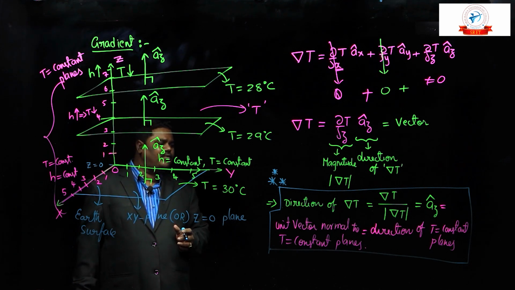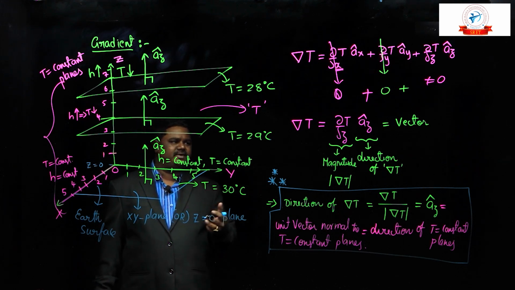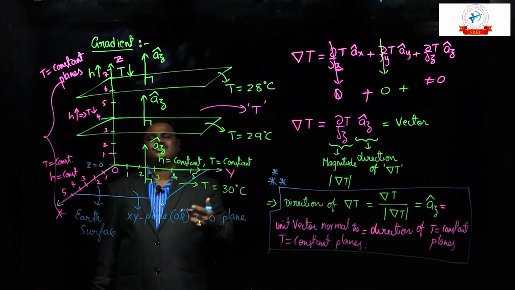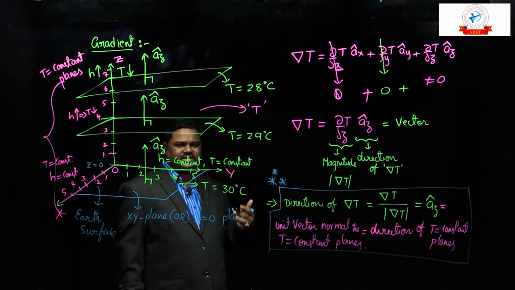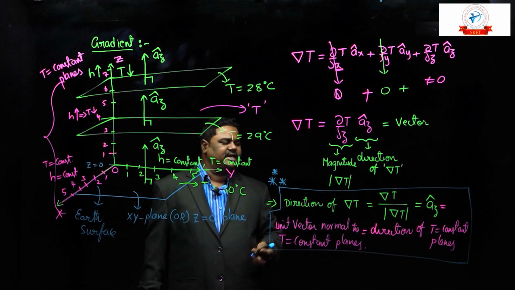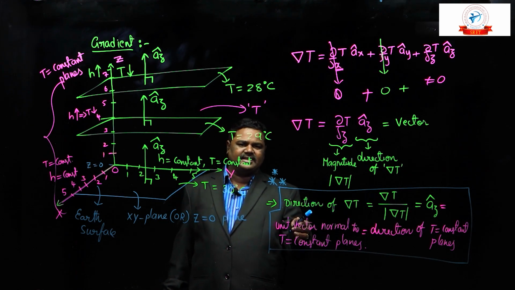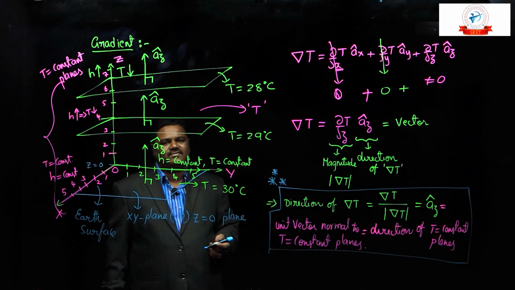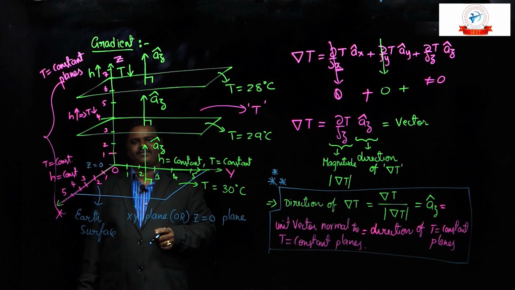This is the way we are going to use gradient in electromagnetic fields. In electromagnetic fields, when we study boundary conditions, we need to know the direction of each boundary or surface. So boundary direction, surface direction or plane direction is calculated by finding the direction of the gradient of T, which gives you the direction of the T equal to constant surface.